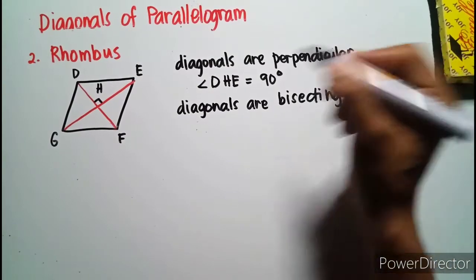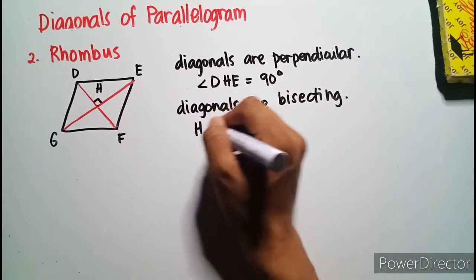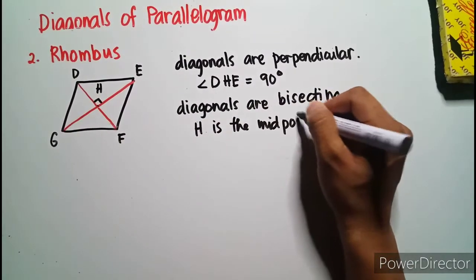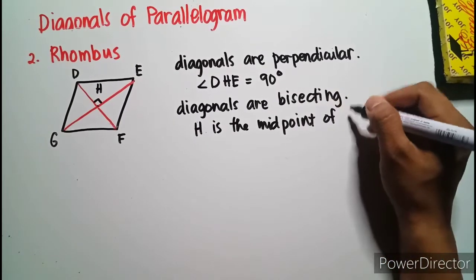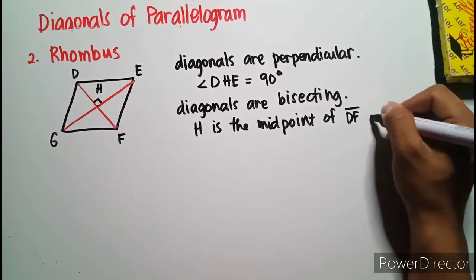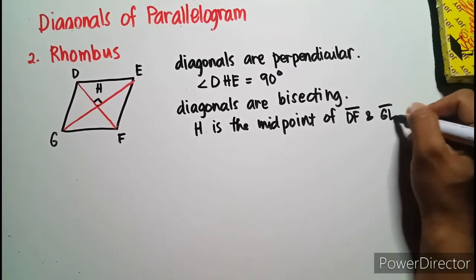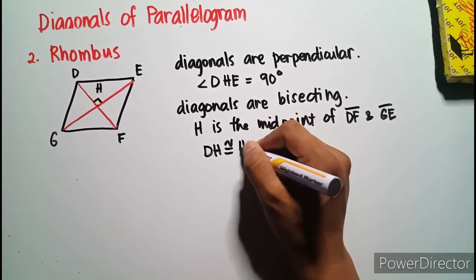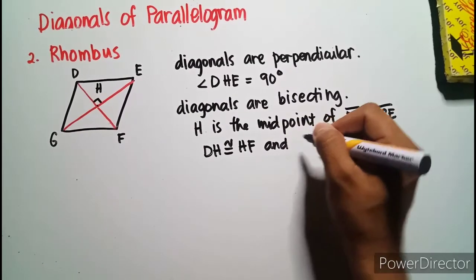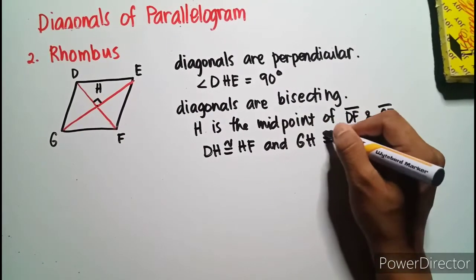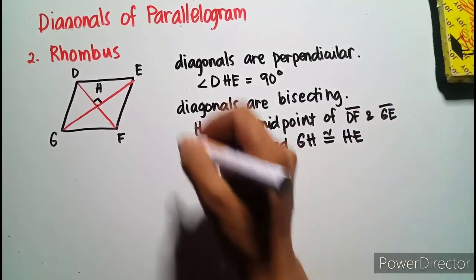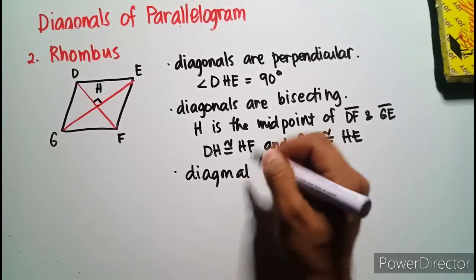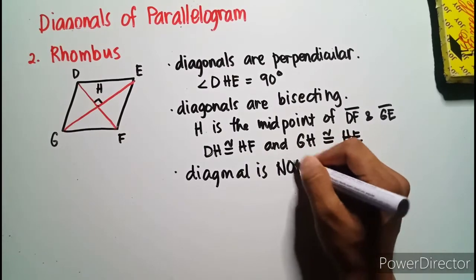Okay? Pag sinabi nating bisecting, H is the midpoint. H is the midpoint of line DF and line GE. Meaning, DH is congruent to HF and GH is congruent to HE. Also, in a rhombus, diagonals are not congruent.